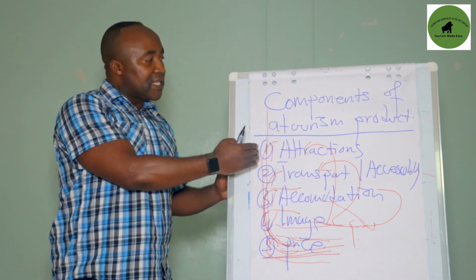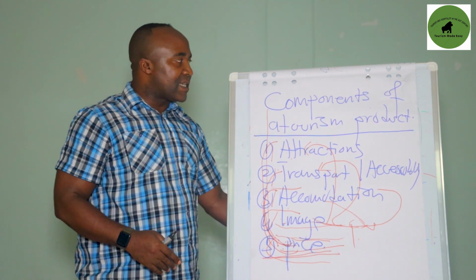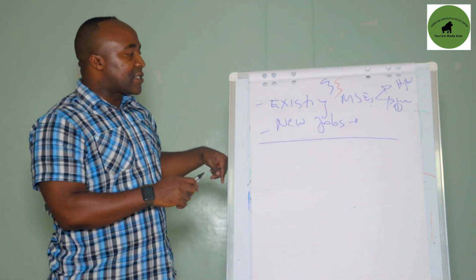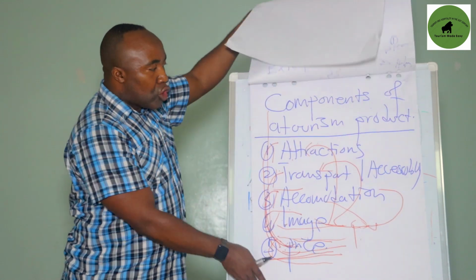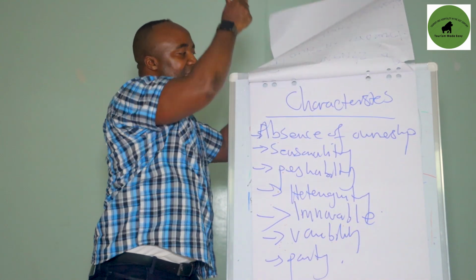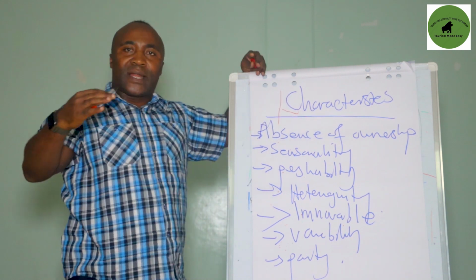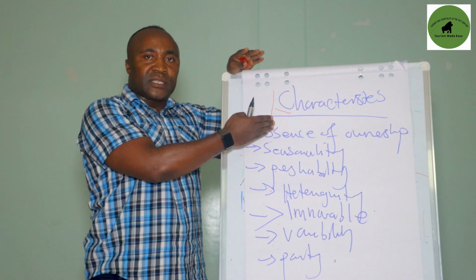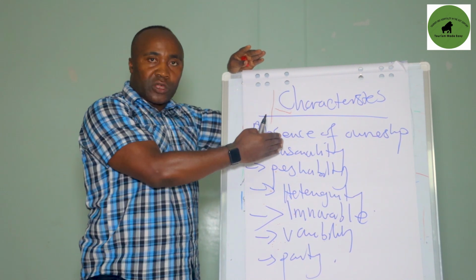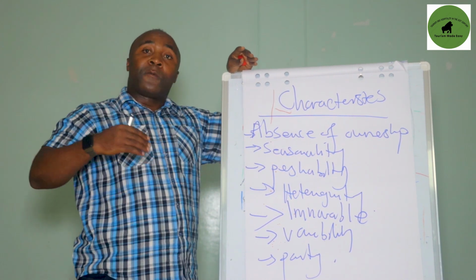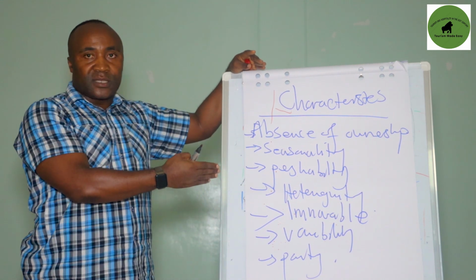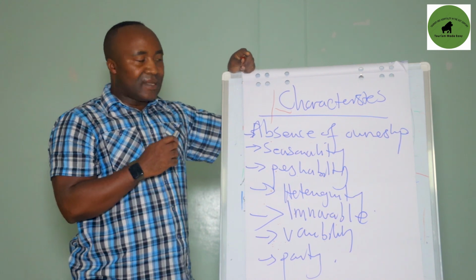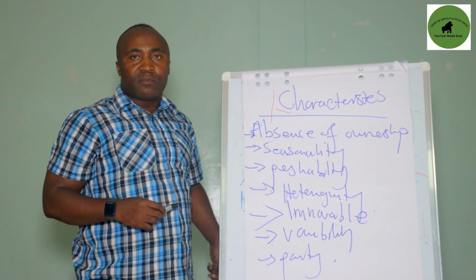After looking at these components, let's look at the characteristics of a tourism product. If I'm discussing characteristics, features, or qualities of a tourism product, these are the major ones we should appreciate. They distinguish a tourism product from other products sold by other industries, like manufacturing. This is the uniqueness. Number 1, absence of ownership.